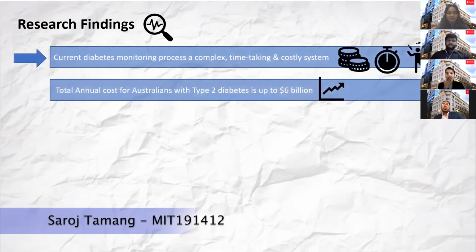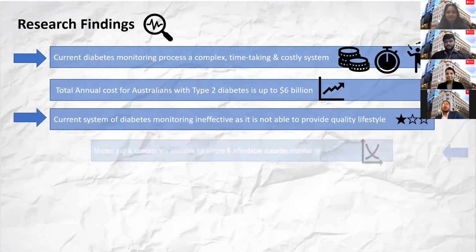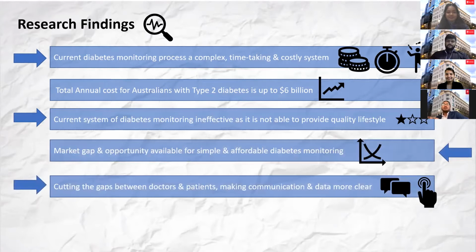Hi guys, this is Saroj Tamang and I'm doing my part. What was a really interesting part about this project was that we found out some research findings. One of the research findings was that the current diabetes monitoring system, or the current market, is a really complex, time-taking, and costly system. In comparison to that, the annual cost for Australians with type 2 diabetes comes to 6 billion annually, which is expected to rise more.